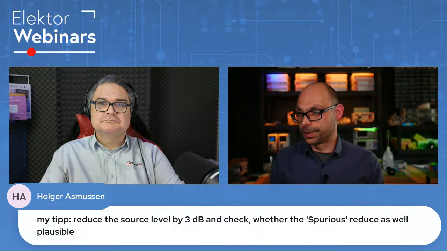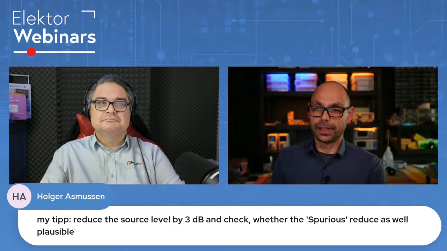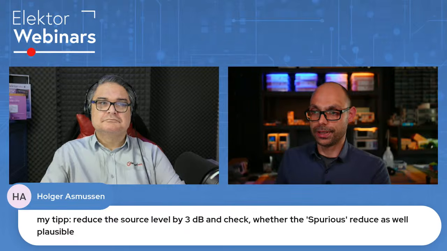You'll have to set up the radio in an anechoic chamber or on an open area test site. You will have to use an antenna like that. It's nothing that you're going to do at home, and you shouldn't have to as an amateur radio operator at all. Holger says, reduce the source level by 3 decibels and check whether the spurious reduce as well. Plausible. Yes, exactly. That's the thing with the overdrive. You can just reduce the input level and see where the problems stop.